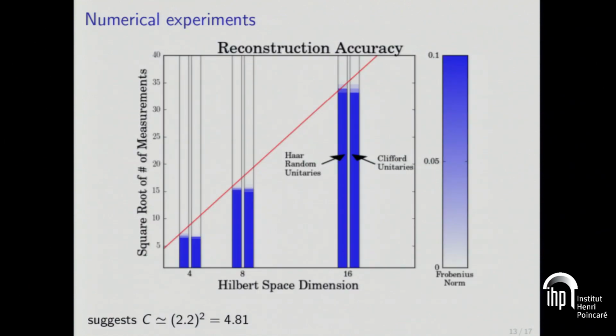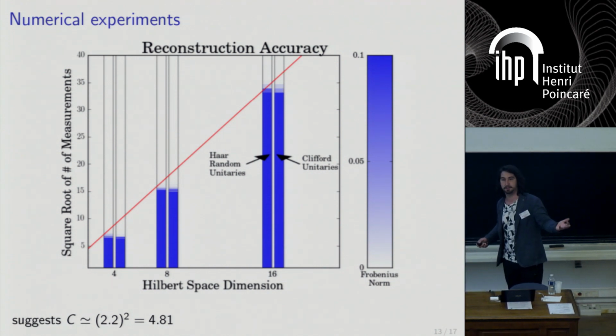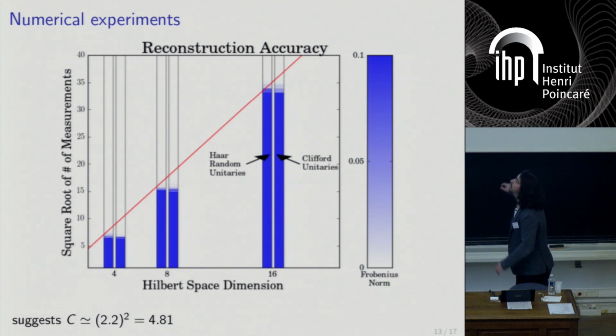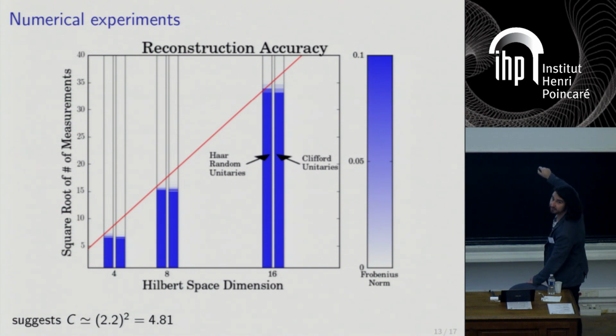Okay, great. Here's numerical work. Down here, you have the Hilbert space dimension. So the first bar is for 2 qubits already. What we did here is we sampled a random unitary channel, and then we played the game: measure average fidelities, sufficiently many. The square root of the number of average fidelities we measured is listed here. So you can see, here, 2 qubits, this would be 25 measurements. Random measurements with respect to, on the left bar, random unitary gates.